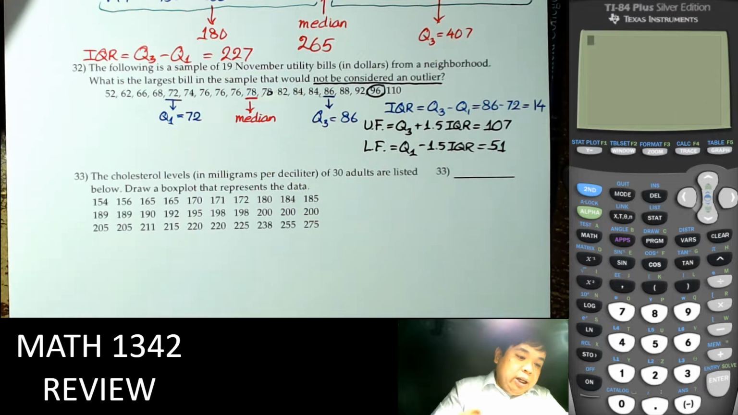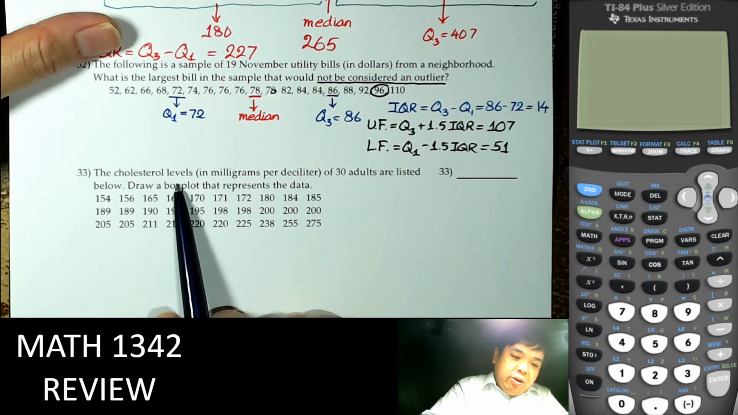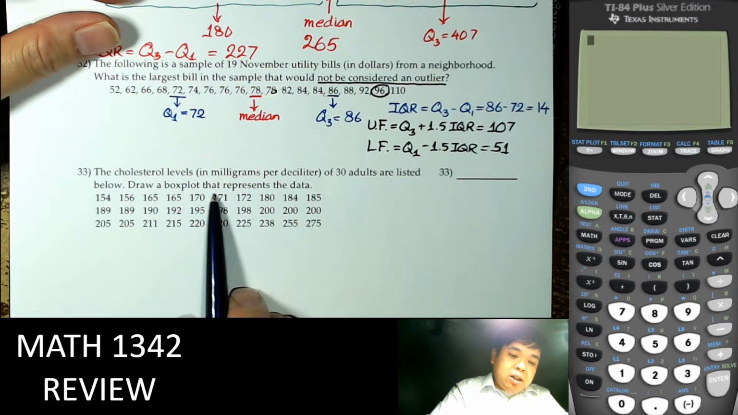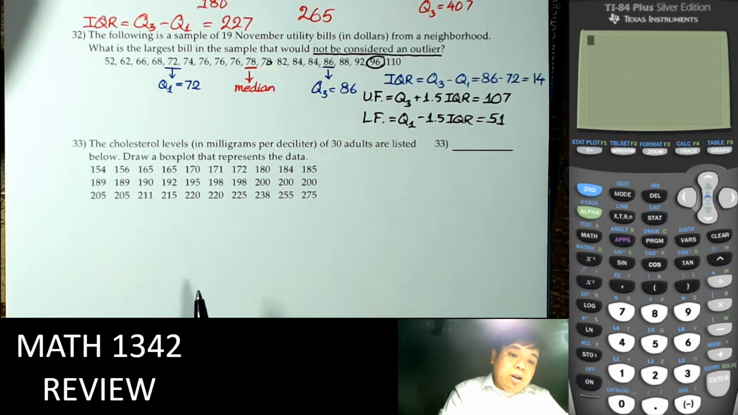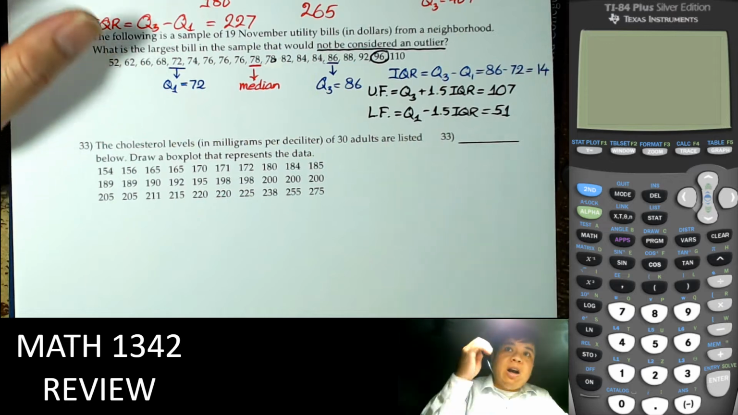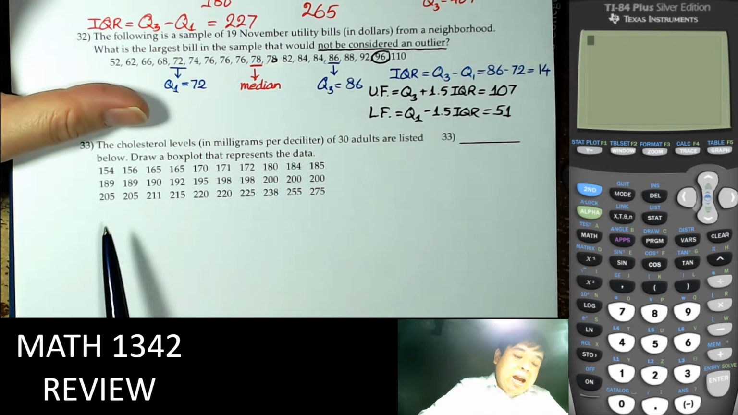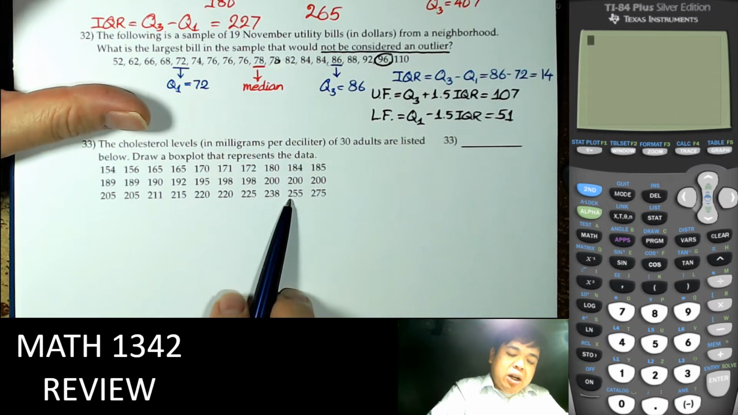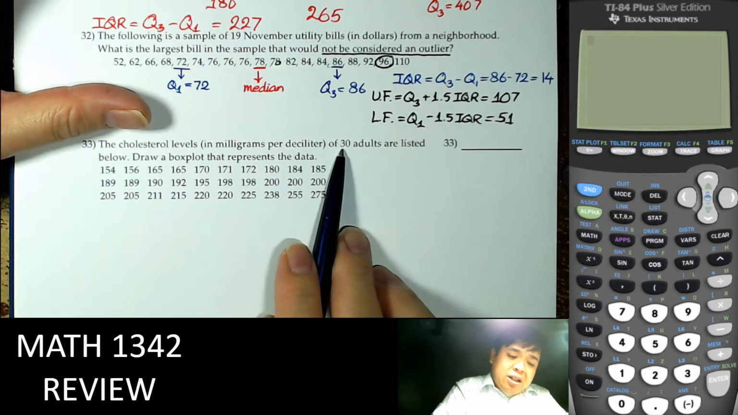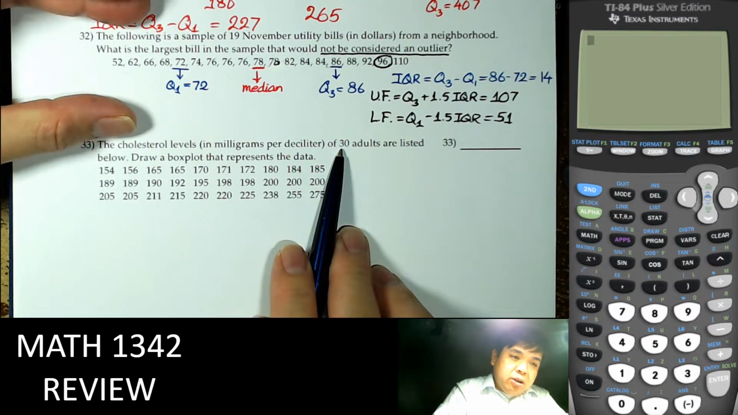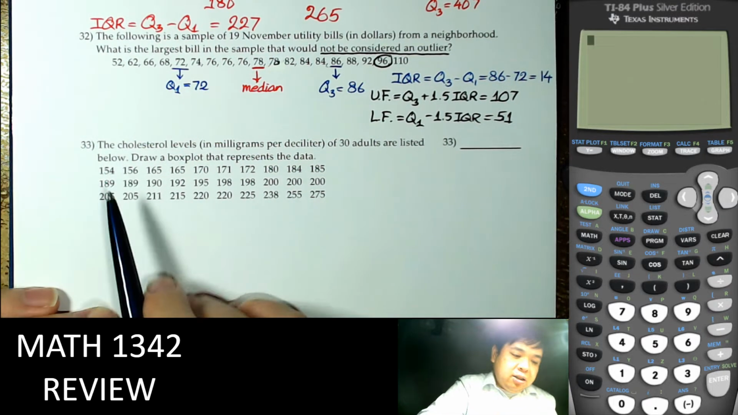Number 33. The cholesterol level is given by that. Draw a box plot to represent the data. So first we have to find the outliers and everything. But luckily we have the data in increasing order. There's 30 of them, so the median will be right in the middle, between the 15th and the 16th.